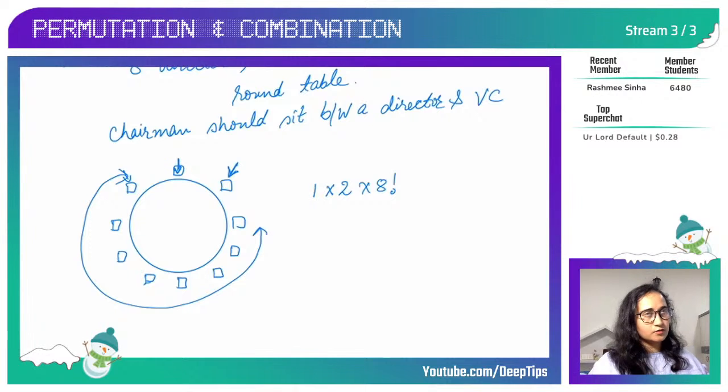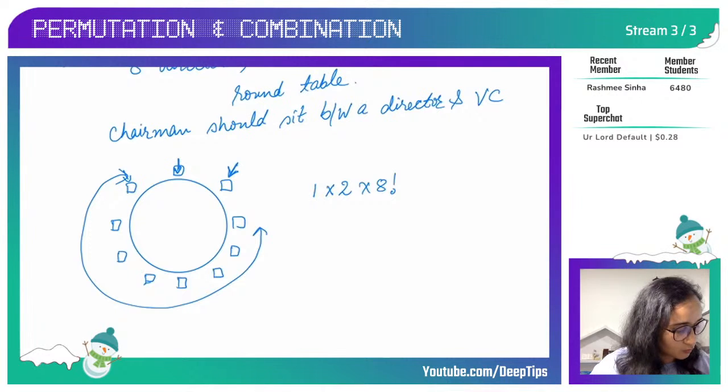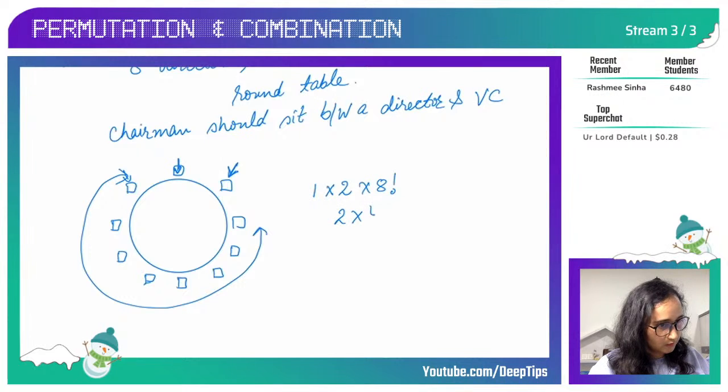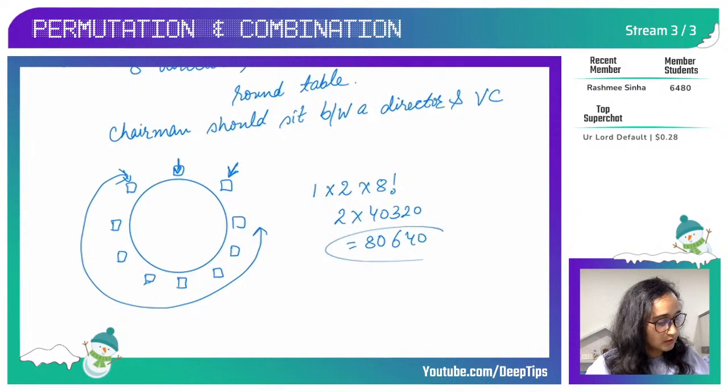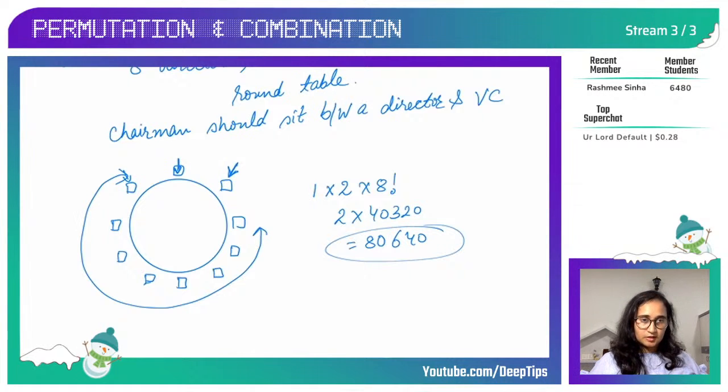So what is 8 factorial? We know 6 factorial is 720. So 720 into 56 gives me 40320, correct? And 2 into 40320 is equal to 80640. So these are the number of ways in which chairman, director and VC can sit on a round table, and this question came in GRE exam. These kinds of questions are mostly asked in competitive exams, and these are actually very easy to tackle if you know the concept, and if you draw the diagram and focus on what is being exactly asked in the question, you can crack it very easily.